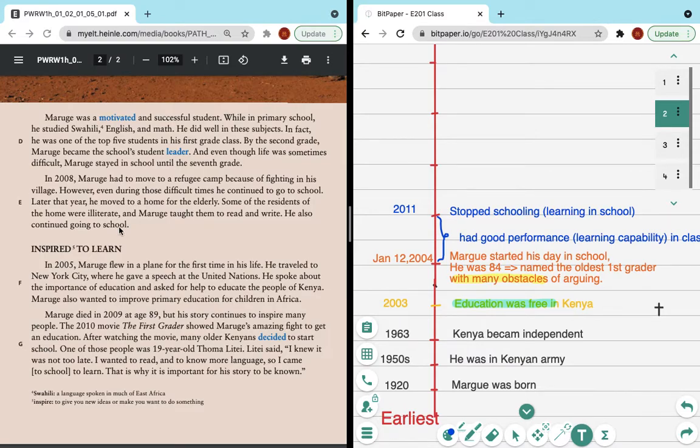Paragraph E opened with the year 2008, and we're gonna scan for some keywords. Moved to a refugee camp, fight in his village, difficult times. During difficult times, he continued to go to school. And what's next? Moved to a home for elderly and taught them to read and write. So 2008, what happened? What can we say?